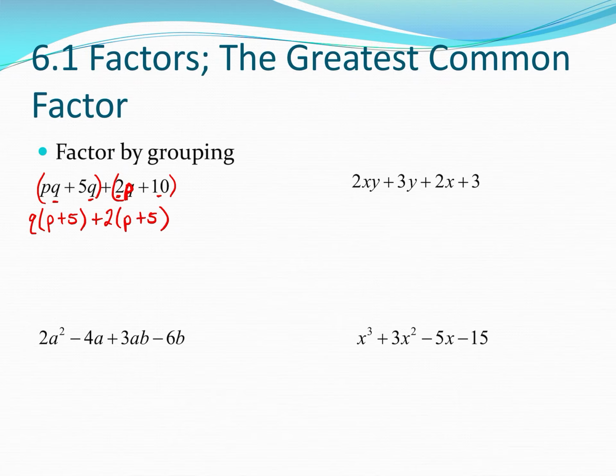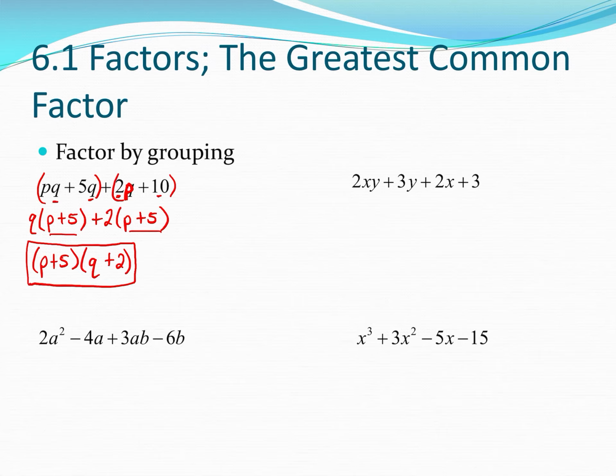Well, now that last step is factor the entire polynomial, and now this looks like the previous problems we saw, where this p plus 5 is that common factor. So we're going to bring it to the front. And then when we do, we're going to have q plus 2 that's left. And so now there's our final answer.